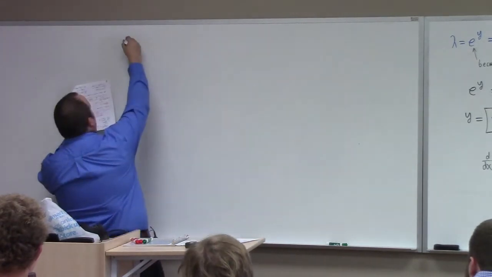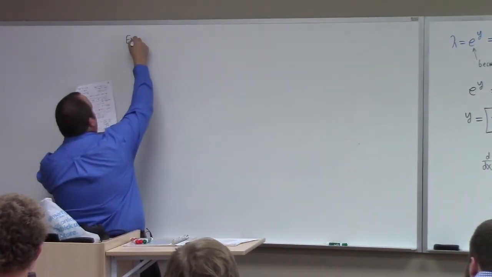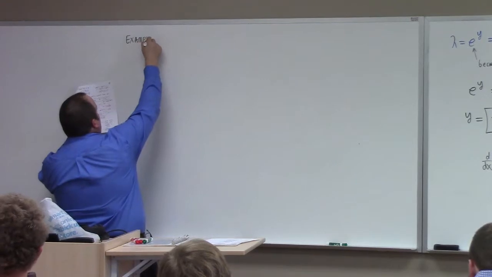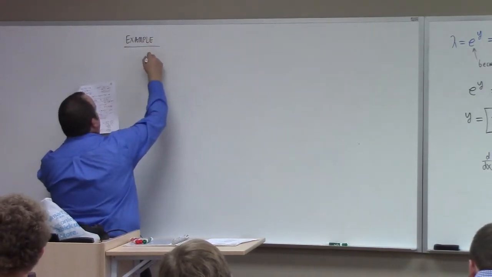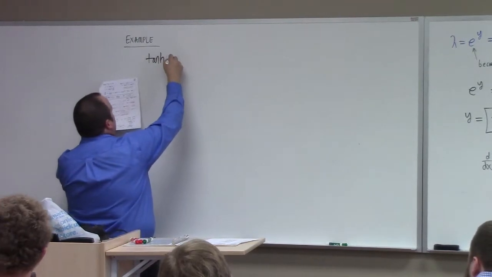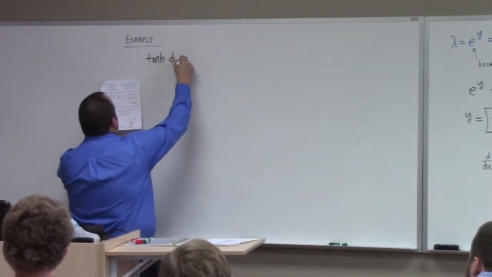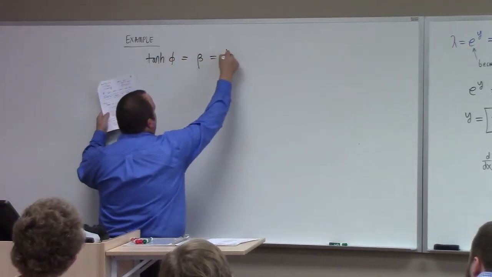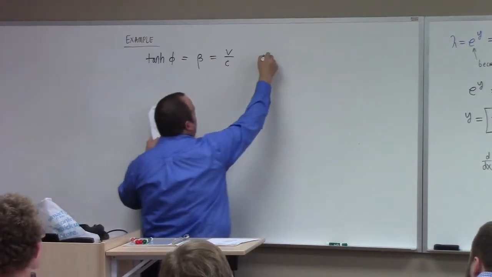But an example in this world is also having to do with the hyperbolic tangent of phi being equal to beta. This is equal to v over c. Phi is called the rapidity.